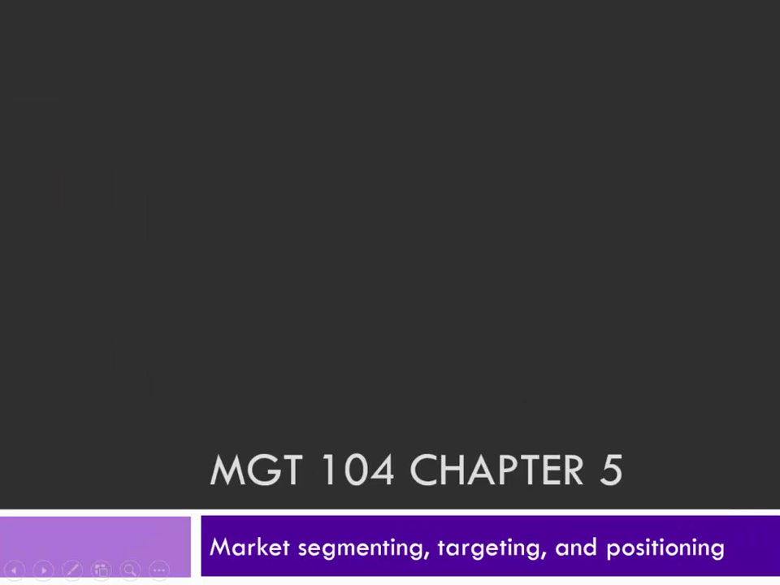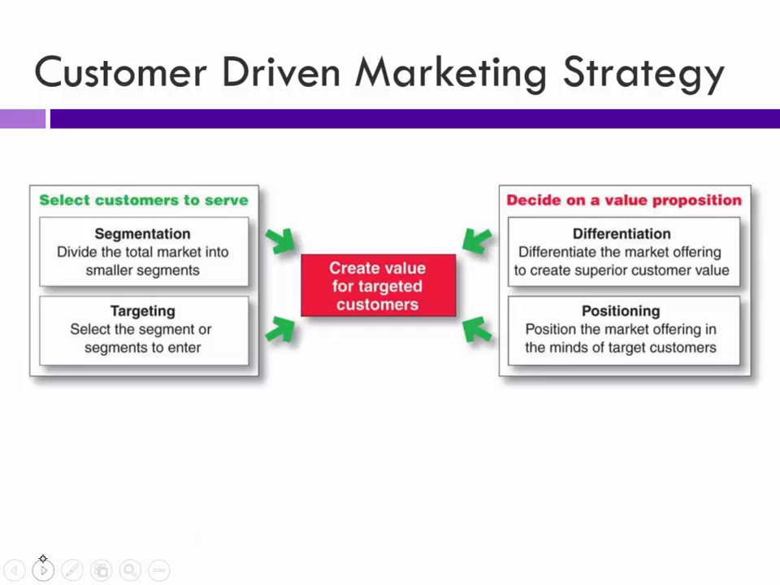Okay, chapter 5, where we're talking about segmenting, targeting, and positioning. This is a little image that I took from another textbook actually, but I really liked it. I thought it explained things pretty well here. So we start with selecting which customers to serve. We segment the market into different groups. We divide it into different groups. So that's the dividing part.